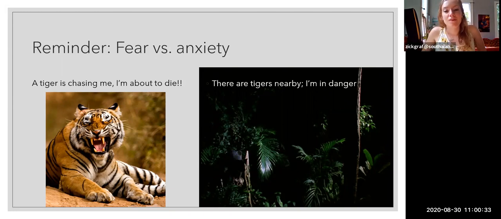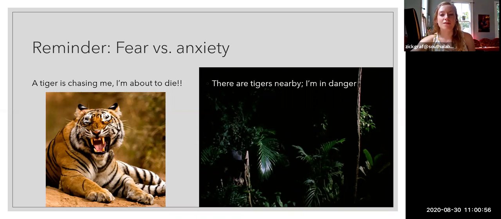And when it's adaptive, we feel anxiety in a situation where danger is more likely. So there's no immediate danger or threat, but we know that we're in an environment where there are dangers present. So we're prepared to feel fear at any moment. And because fear has the adaptive function of helping us escape, anxiety has the adaptive function of helping us be prepared to escape when we're in danger.